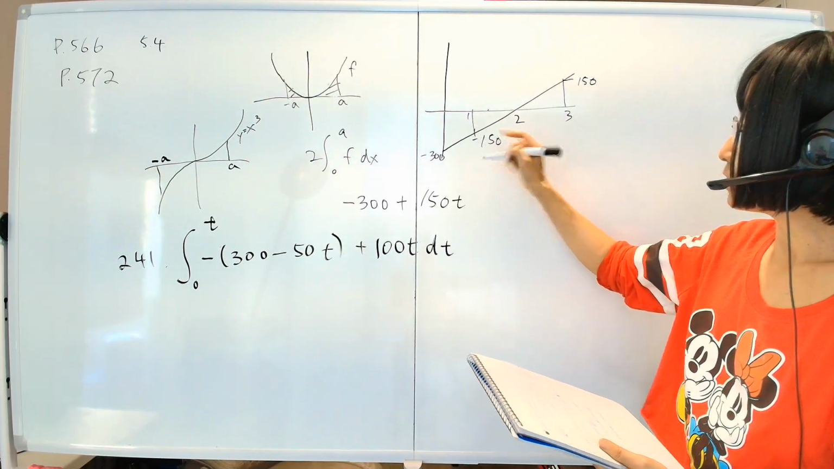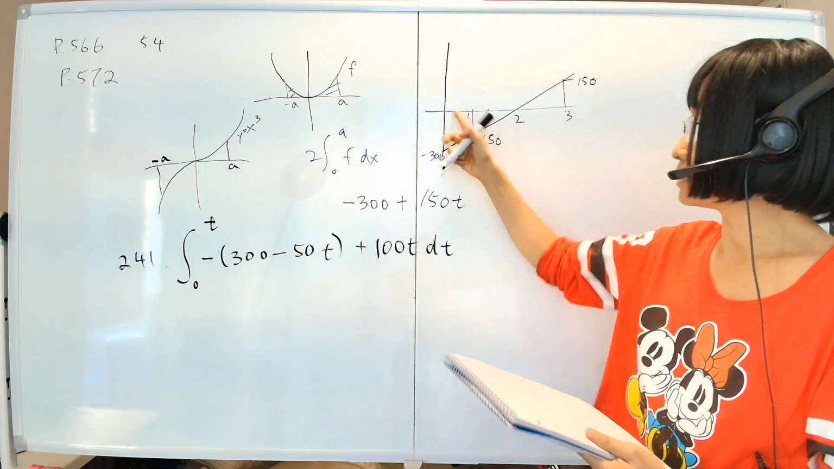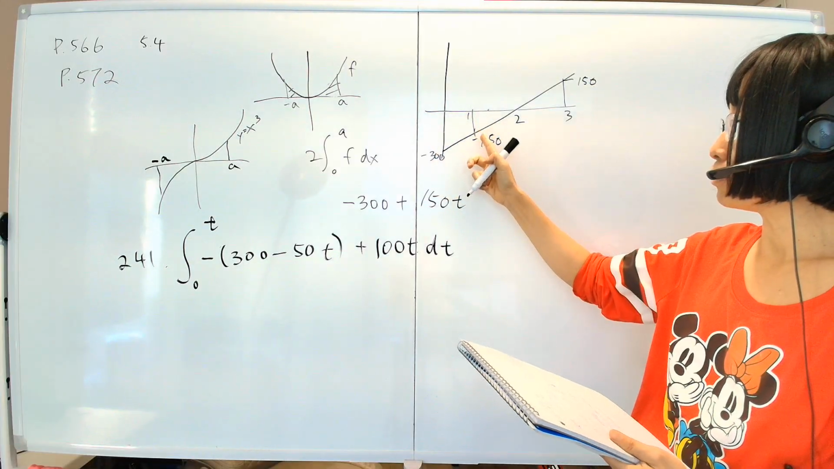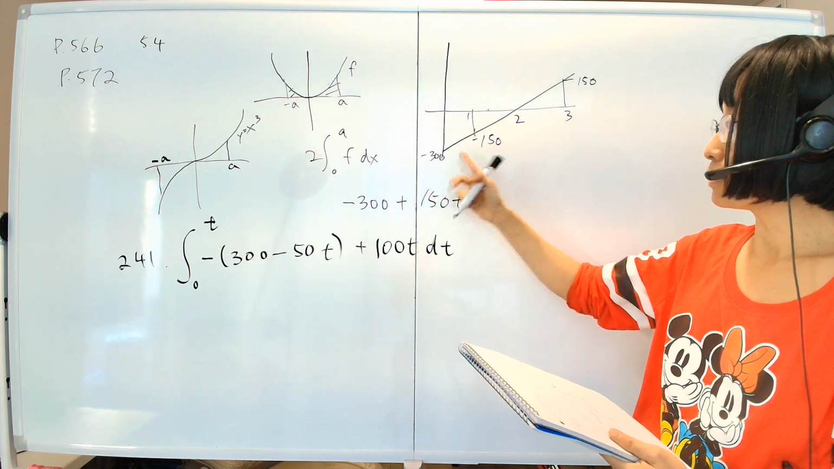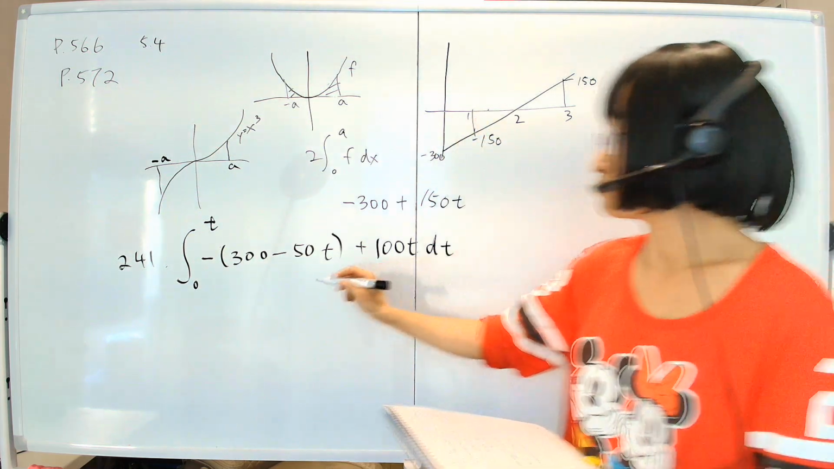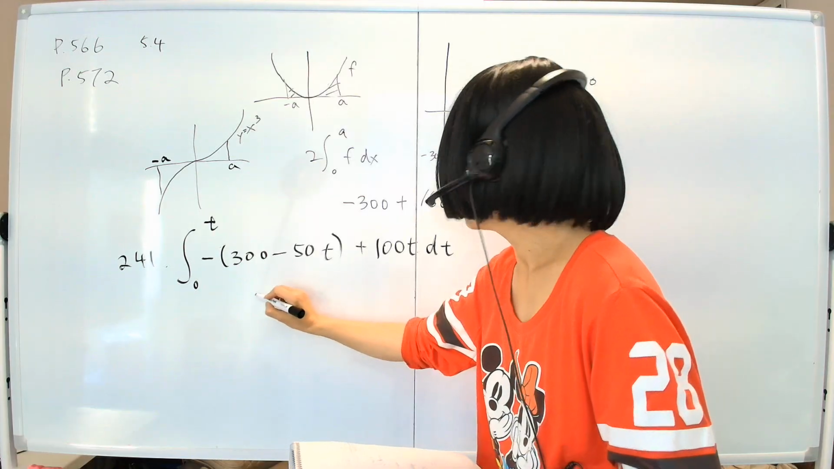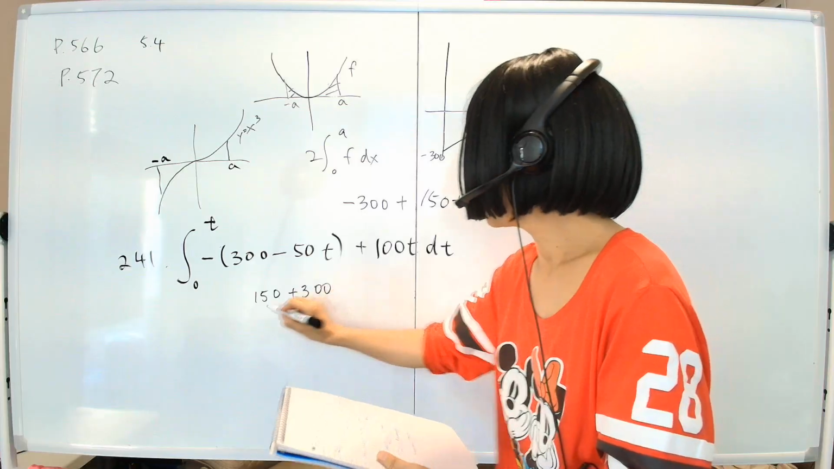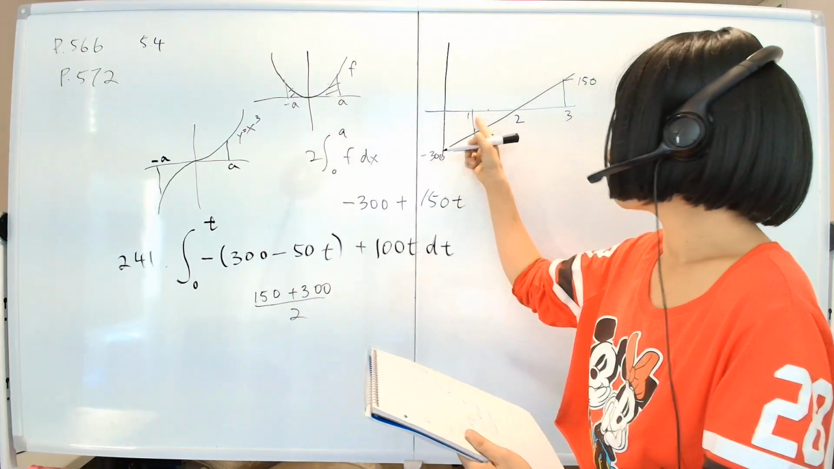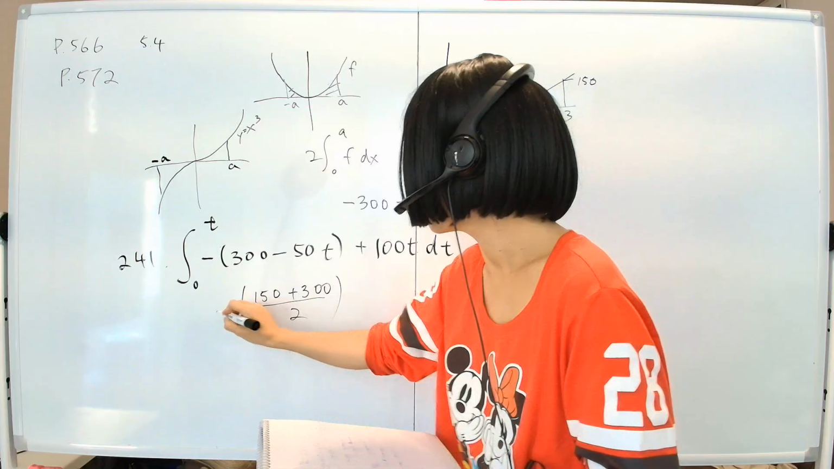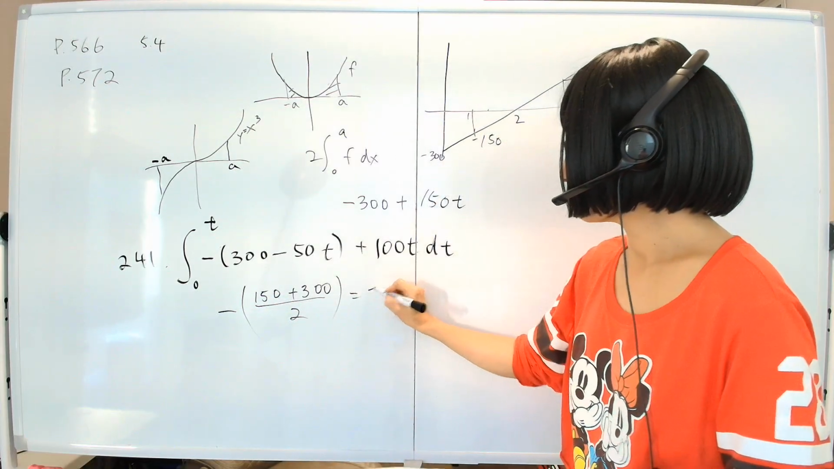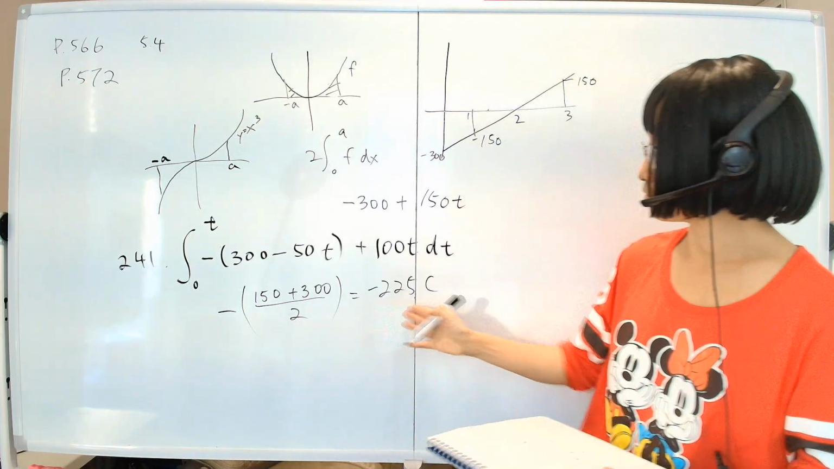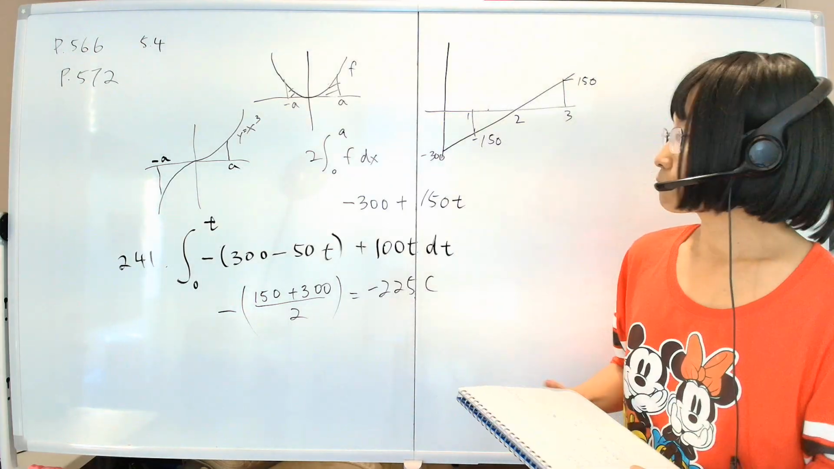Okay, so the integral is just this area down here, which is negative, and which is a trapezoid. So we do the trapezoid formula, which is the top plus the bottom times the height divided by 2, so the integral equals the 150 plus 300 divided by 2 times the height, which is just 1, and the whole thing is negative. And that gives us minus 225 calories, which means the woman is losing 225 calories per hour or something.